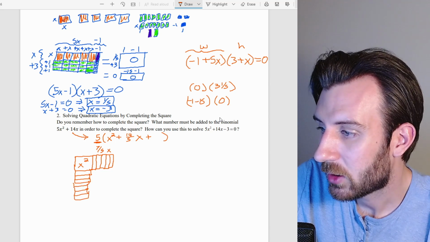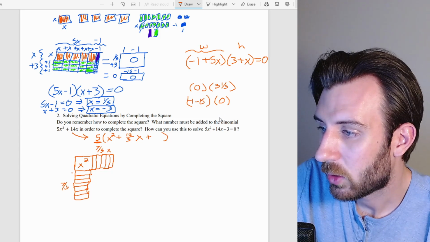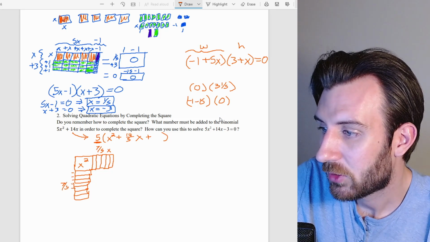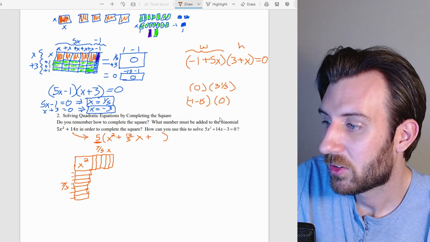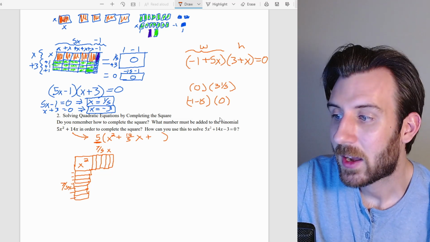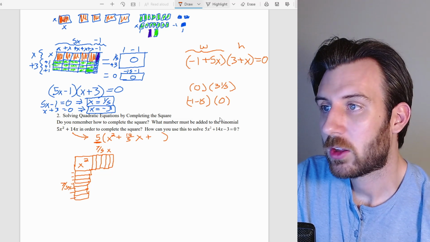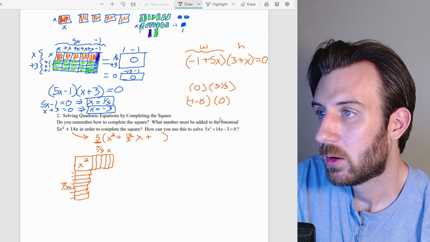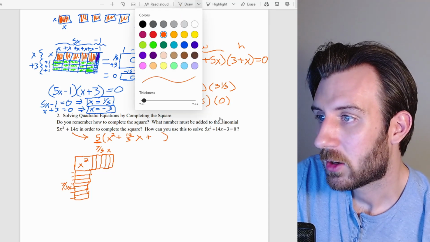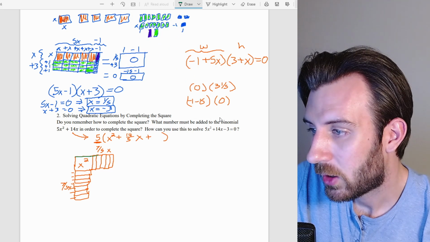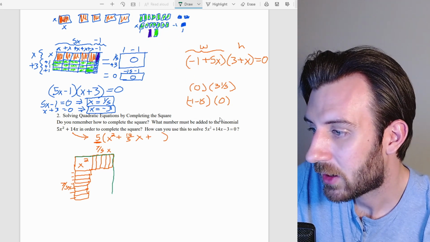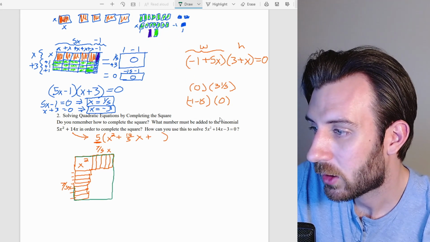So this is 7/5 right here, right? 1/5, 2/5, 3/5, 4/5, 5/5, 6/5, and 7/5 of my x's right here. And I would like to make this look into a square. So let's take a look at what I'm missing. Let me make sure I get a different color here. I am missing, if I was going to try to complete a square, everything in the bottom right. How much is over there?